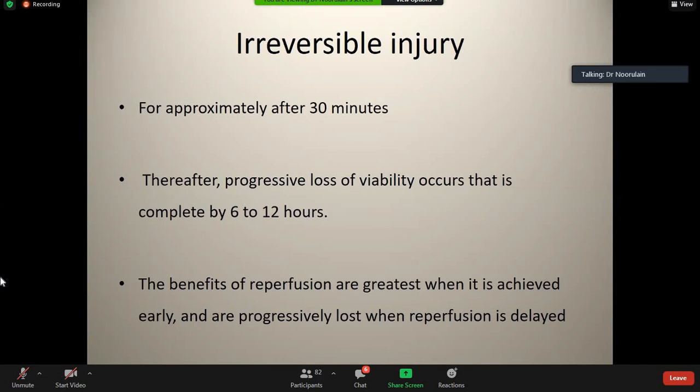If reperfusion occurs, the benefit is greatest when it is achieved early, and is progressively lost when reperfusion is delayed. Irreversible injury starts after 30 minutes, and the progressive loss of viability is completed by 6 to 12 hours. So reperfusion is greatest if it is achieved early. If it is delayed, there is no benefit of reperfusion in the irreversible injury.